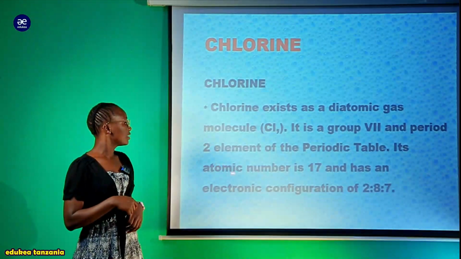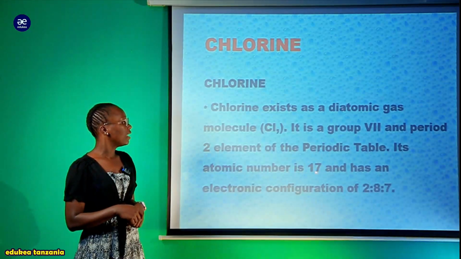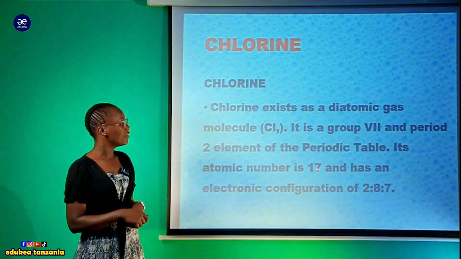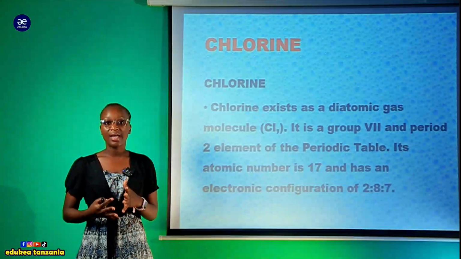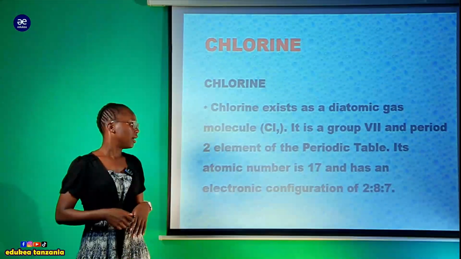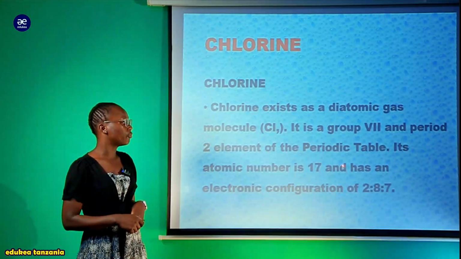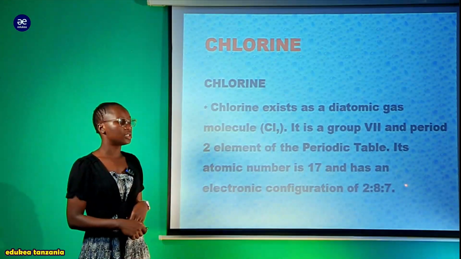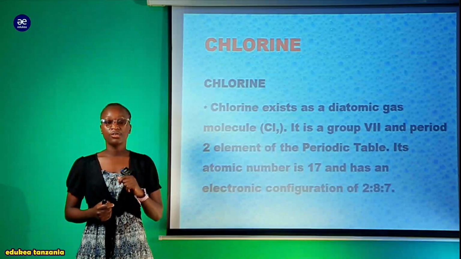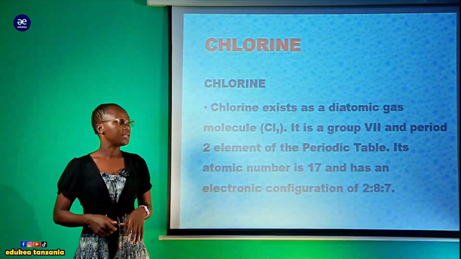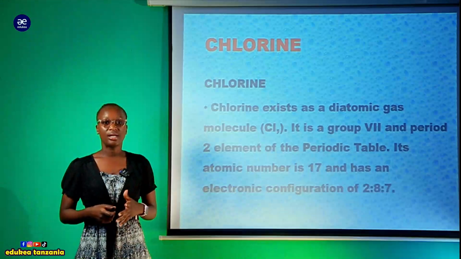So its atomic number is 17, kwamba atomic number yake ni 17, and it has an electronic configuration of 2:8:7. I hope my Form 4 students, you are aware about electronic configuration, how to write it, and I hope here you are not wondering anything.